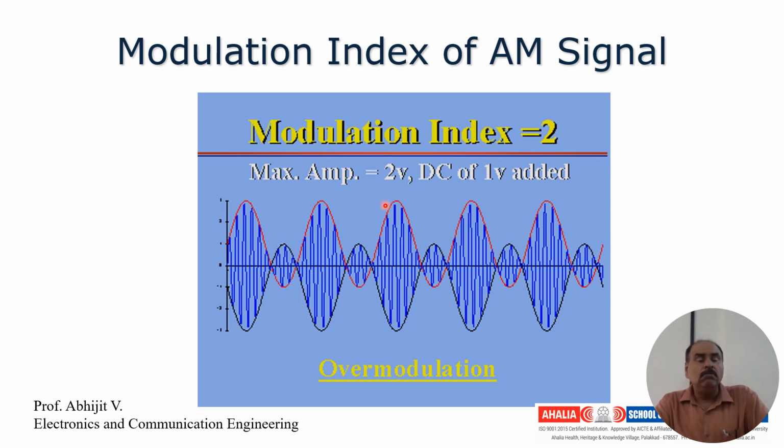The modulation index of a signal, the maximum value is usually between 0 and 1. But what happens when it increases? We call it over modulation.